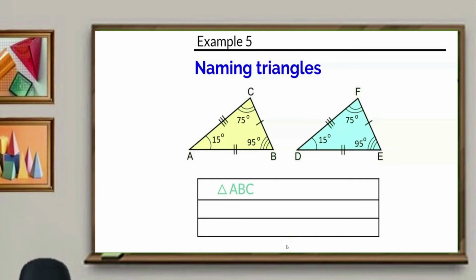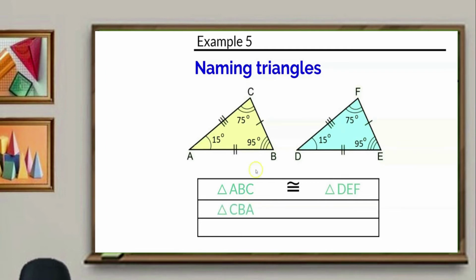And for example number 5, naming the triangles. For naming a triangle, we must have the same pattern of naming. For example, triangle ABC has a pattern of angle A 15 degrees, angle B 95 degrees, and angle C 75 degrees. So for 15 degrees on the second triangle, that will be angle D. For 95 degrees, that will be angle E. And for 75 degrees, that will be angle F. So, triangle ABC is congruent to triangle DEF.